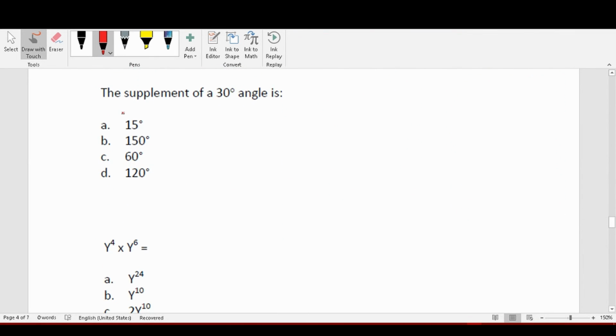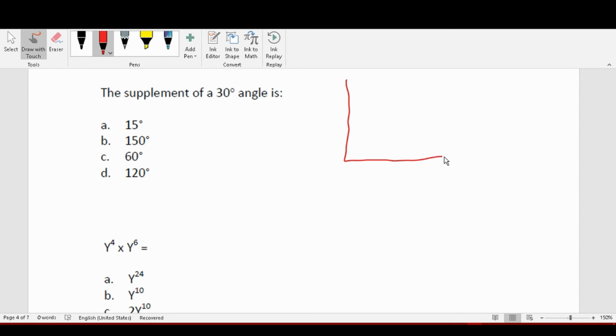Alright, this is a good question. It says the supplement of a 30-degree angle is. So for the ASVAB, you do have to know some basic geometric principles. If you take a look at my channel, you'll see that I've mentioned all the formulas you need to know. But as far as angles go, this is what you need to know.